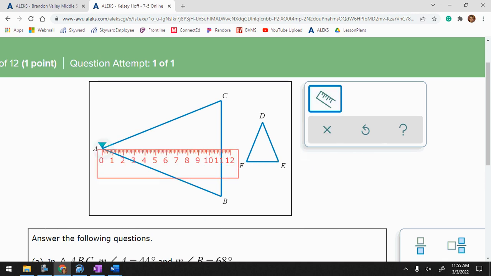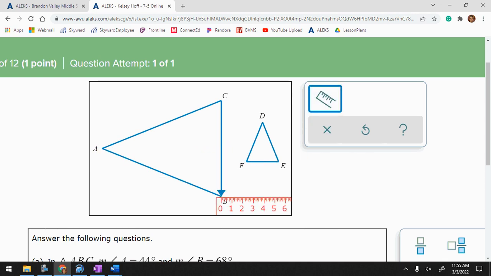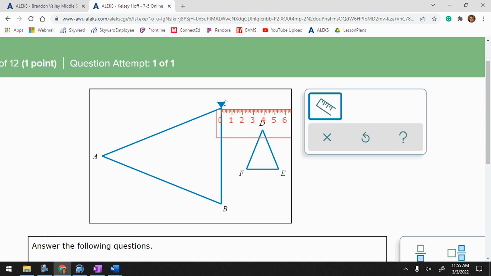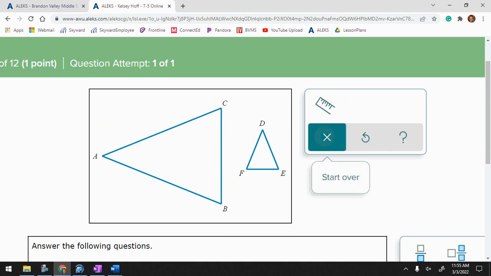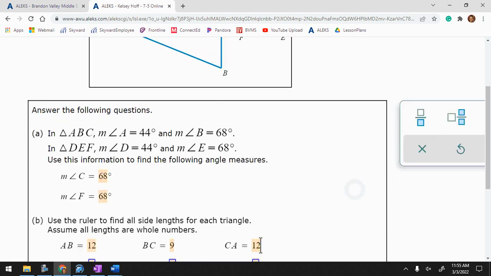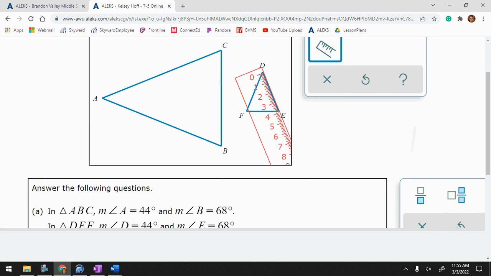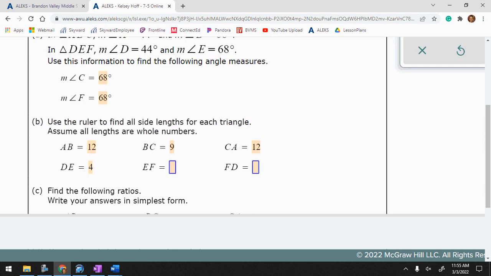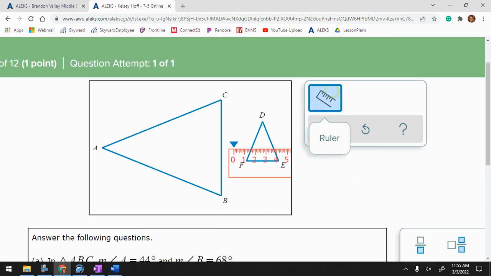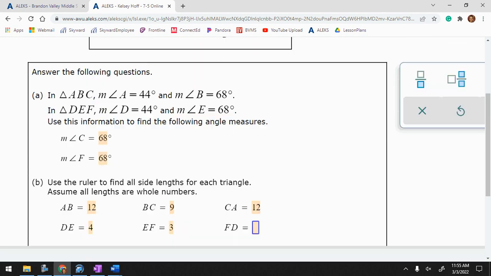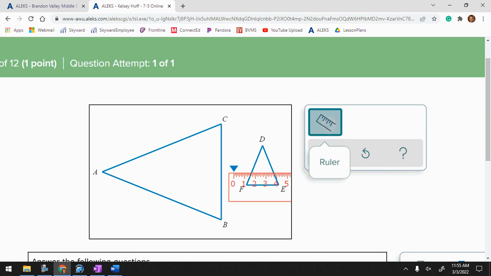Then we use the ruler. We go from B to C. 9. Then we go from C to A. 12. Oops. Then we go from D to E. 4. E to F. 3. And F to D. 4.